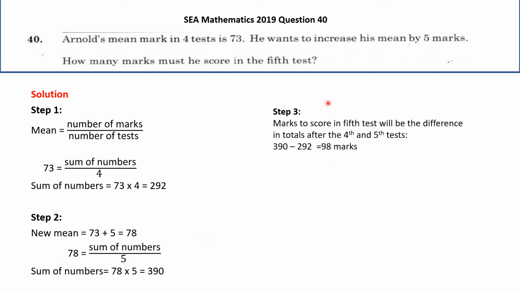Okay, so then we say the sum of numbers is equal to 78 multiplied by 5 to give us 390. Step 3, to find out what was the score in the 5th test, we're going to find the difference between the totals after the 4th and 5th tests. So it's going to be 390 take away 292 to give us 98 marks.